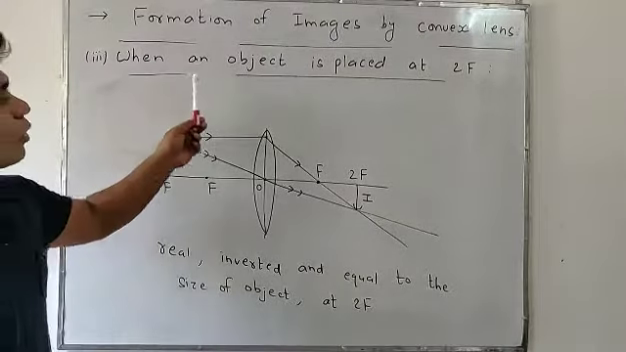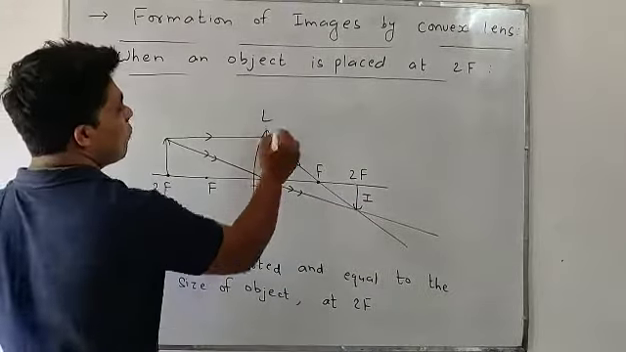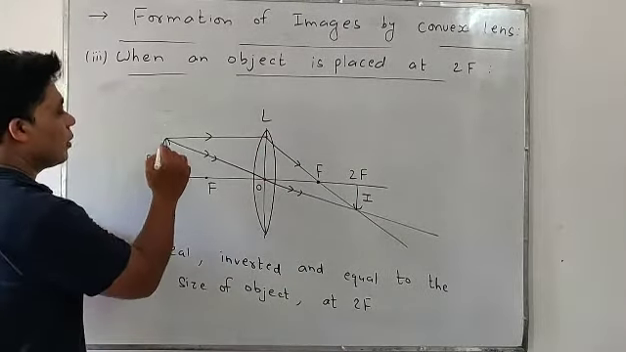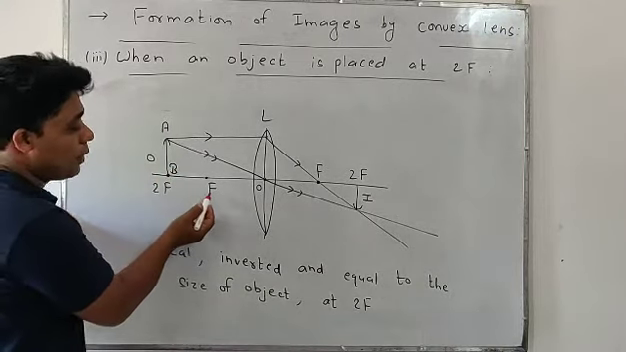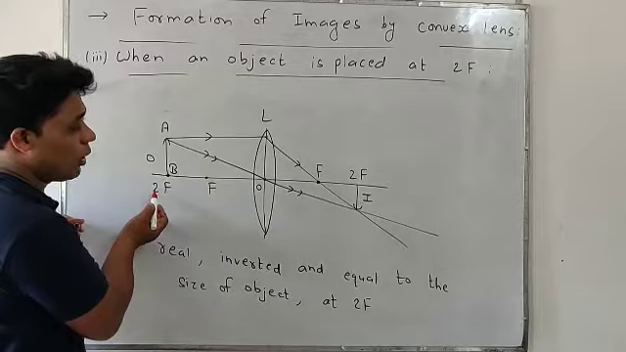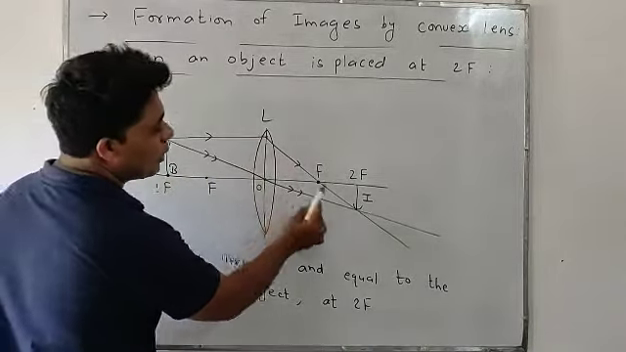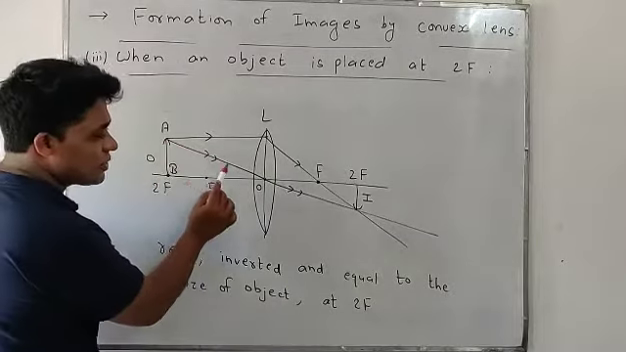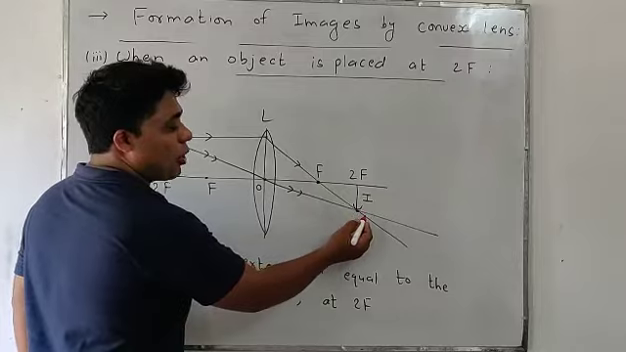Third case: when an object is placed at 2F, twice the focal length. This is the convex lens, and let AB be the object, placed at 2F. This is the principal focus, and this is twice the focal length. Every object releases light rays. A ray incident gets refracted. Another ray incident gets refracted. Both intersect at this point.